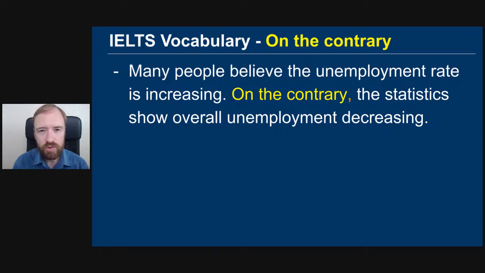All right. On the contrary, you are saying the information before is not true. The opposite is true. So many people believe the unemployment rate is increasing. On the contrary, the statistics show overall unemployment decreasing. That is the truth. So the information is not true. You want to show that the opposite is true.